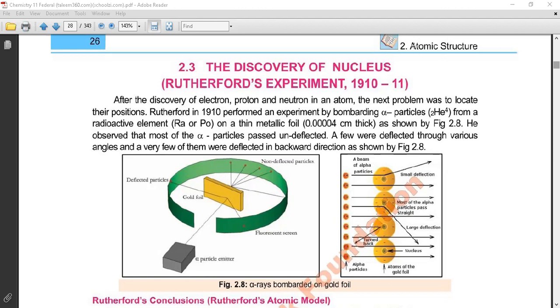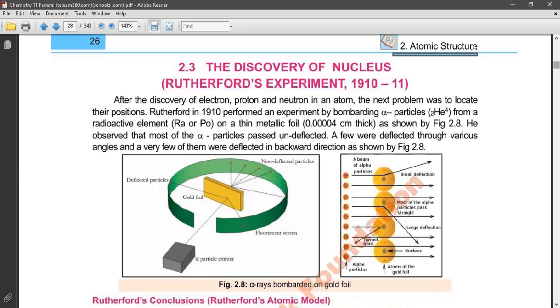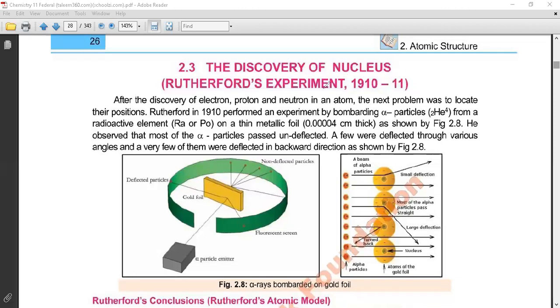Today I'm here with a new lecture of chapter number 2, atomic structure. We will discuss the topic of Rutherford's experiment, the discovery of the nucleus, today. Let's get started without further delay.